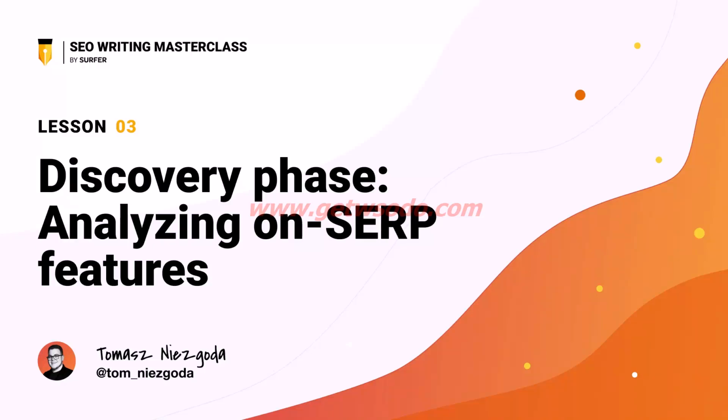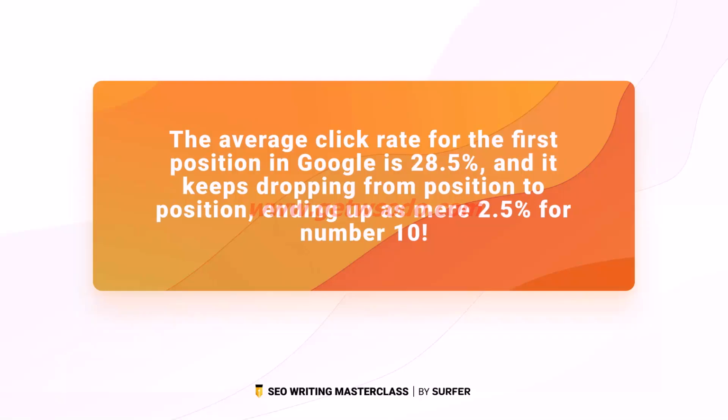Ranking high in Google is important, but it's still just half the battle won. To win the whole thing, you need to get the clicks from your high ranking page. After all, the average click rate for the first position in Google is 28.5% and it keeps dropping from position to position, ending up as 2.5% for number 10. Anything beyond that has even lower results.